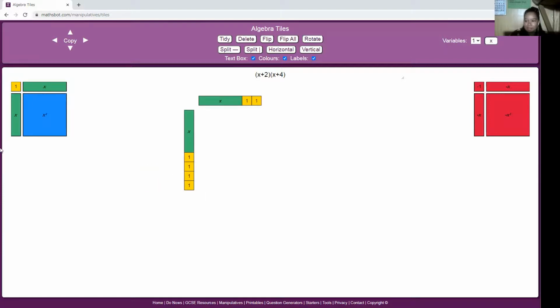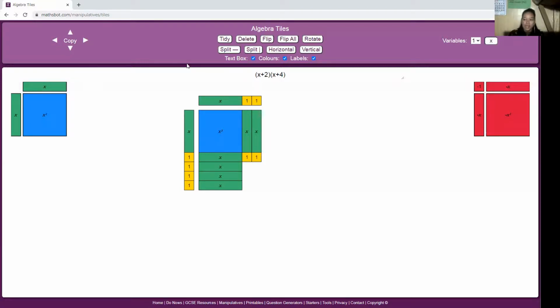X multiplied by x will be x squared, and we will use big blue square. Then x multiplied by 1 is x. Next, x multiplied by 1 is x also. So we will just put it here and do it. Then 1 multiplied by 1 is 1. Since this is positive, positive multiplied by positive is always positive. So we will just use the yellow squares. Okay.